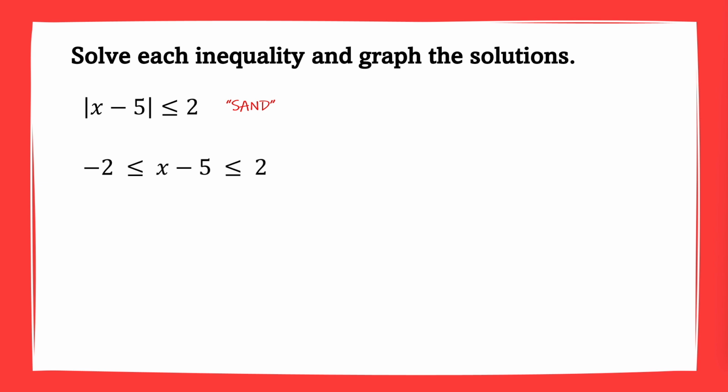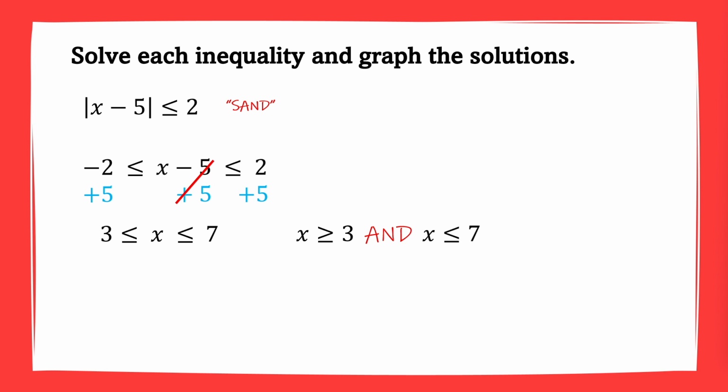To isolate x, we perform the inverse operation by adding 5 to all three parts of the inequality, leaving x between 3 and 7. This can be rewritten using an AND statement. X is greater than or equal to 3, and x is less than or equal to 7. To graph the solutions, we put filled-in circles at 3 and 7 since they are part of the solutions, and shade the region in between.